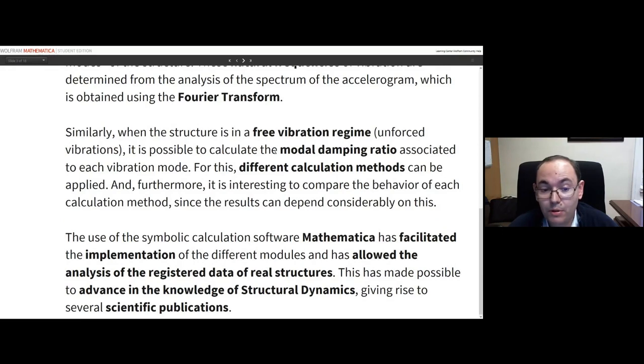What's the most important of this? That the symbolic calculation software Mathematica has facilitated the implementation of these modules, and it has allowed the analysis of the registered data of real structures, making it possible to advance in the knowledge of structural dynamics and giving rise to several scientific publications.